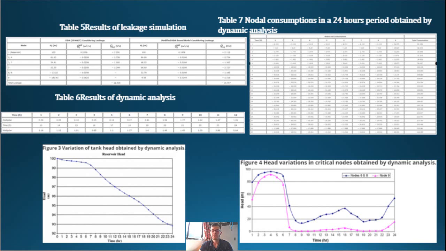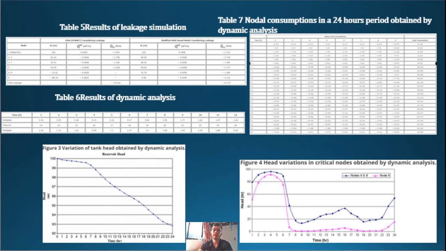In the process of leakage calculation, the leakage coefficient and the head exponent in the Germanopoulos formula are considered equal to 1.18, respectively.